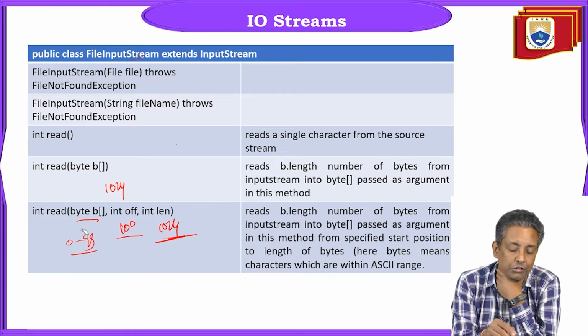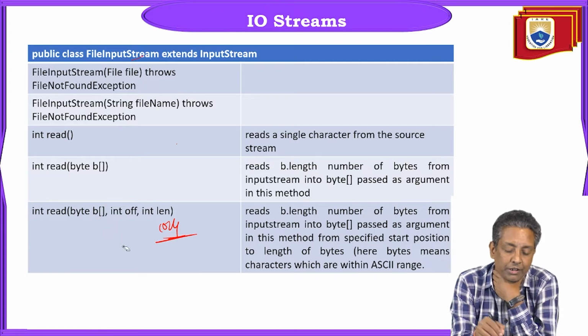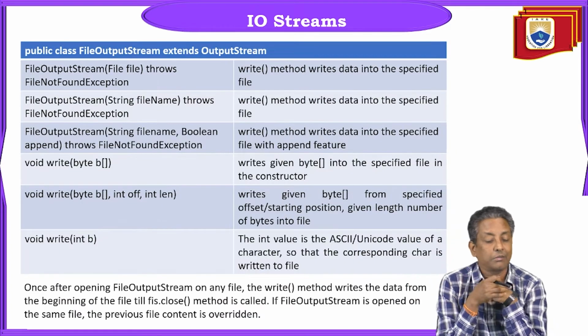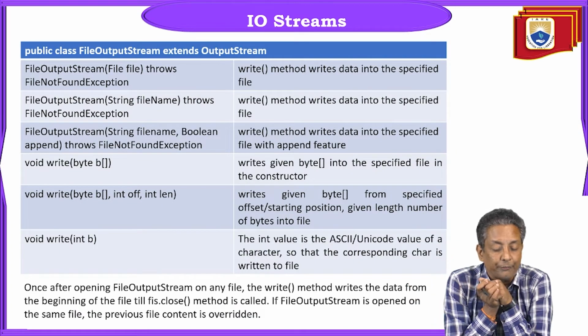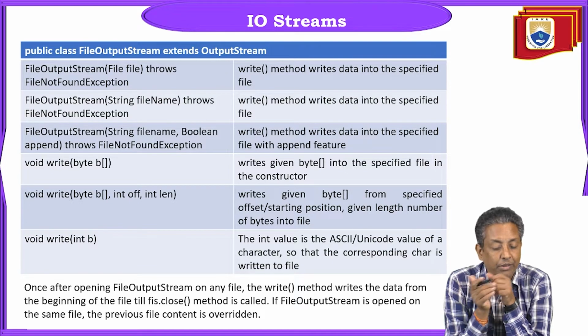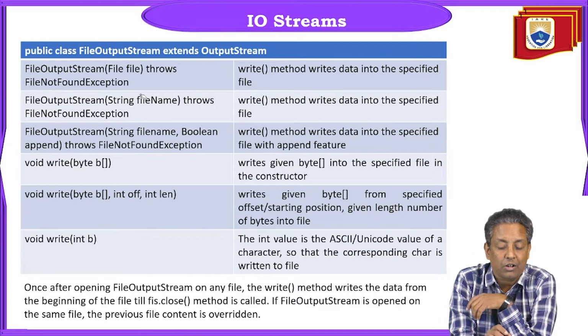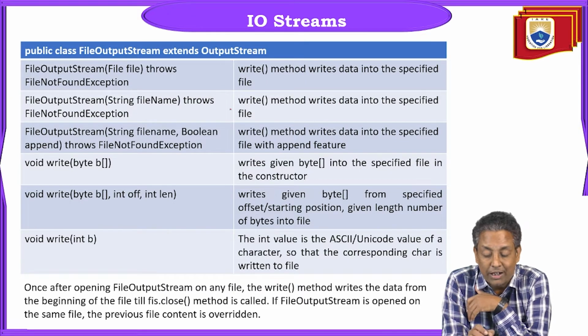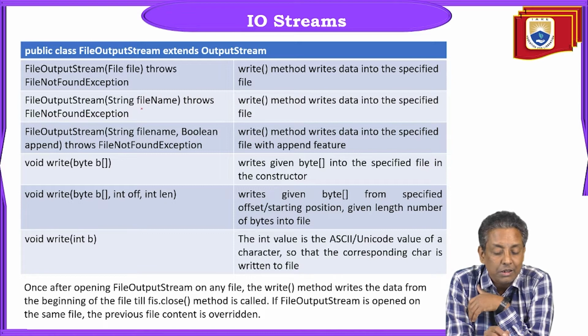Okay. So, like that, you can use various varieties of read methods on the FileInputStream class. And similarly, coming to FileOutputStream also, in the FileOutputStream class, if you pass any file name as argument in any one of the constructors, the write method writes that data into the specified file.